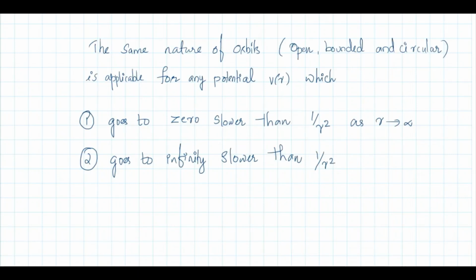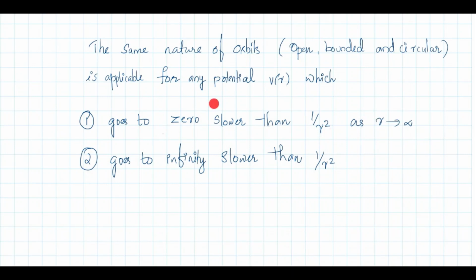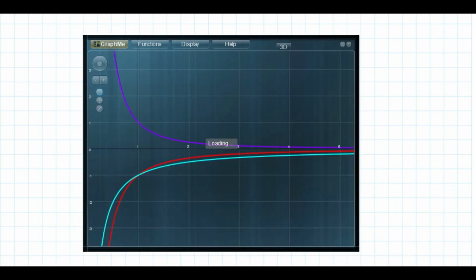So in these 5 cases, this 1 by r will go to 0 slower than 1 by r square. 1 by r raised to 1.1 will go to 0 slower than 1 by r square. 1 by r raised to 1.2 will go to 0 slower than 1 by r square. 1 by r raised to 0.8 will go to 0 slower than 1 by r square. But 1 by r cube will go to 0 faster than 1 by r square. So the first 4 cases satisfy this condition, and in all those cases we got a minimum, and the description of orbits will be the same as that of the Kepler problem.